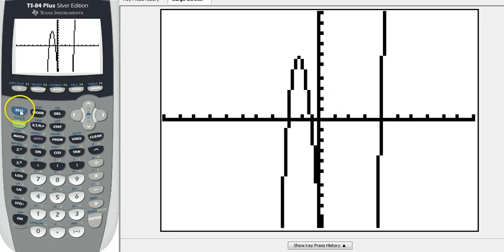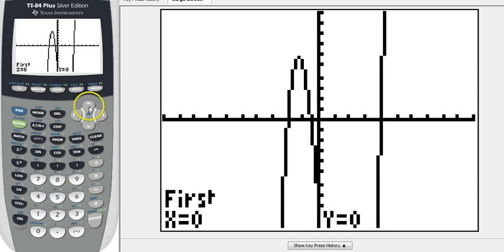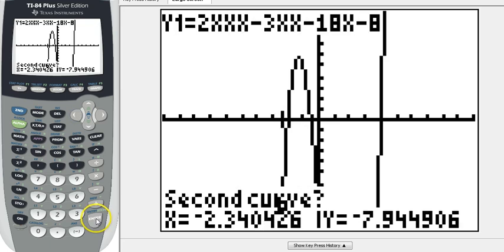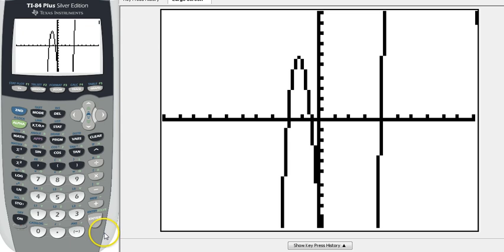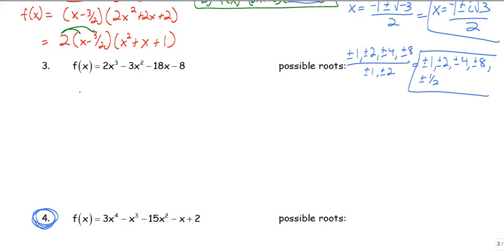So let's do that. Second trace 5. Hit up so you're on the y equal line, and then move left or right. I'm going to hit enter there. Enter, enter. I got -2, 0. So we have one of the zeros that is really nice. Let's put that one down. So I'm going to just list that over here. X equals -2.